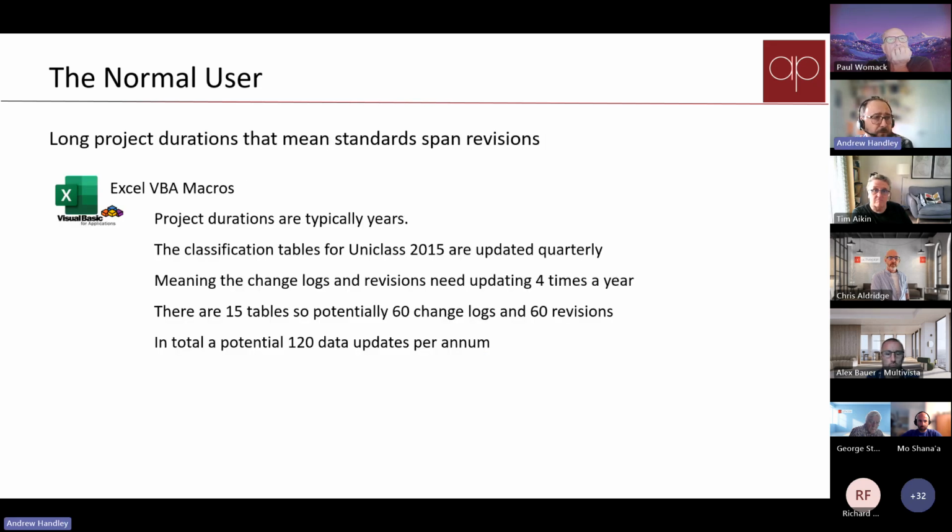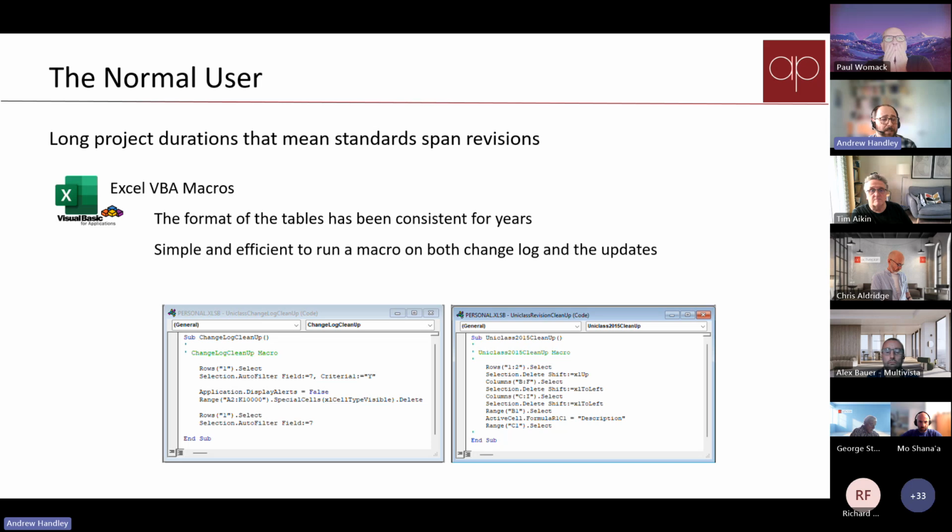So in the next one, long project durations. This is using a bit of VBA macros. So bear with me a second. In this case, it's to do with the Uniclass classification tables, which are updated quarterly. This means there are change logs and revisions that need updating 4 times a year. So we get quarterly updates. There are 15 tables, change logs plus revisions. That's going to equal at least 120 data updates per annum that have to be dealt with. I don't want to have to do that 120 times. I want to find a way of automating that, being efficient and getting the data accurate.